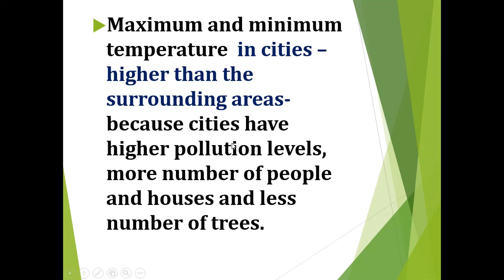So why will the maximum and minimum temperature in cities be higher than the surrounding areas? Because cities have high pollution levels, and there is a large population, and there are more houses and fewer trees. Okay, due to that, the maximum and minimum temperature in cities is higher than the surrounding areas.